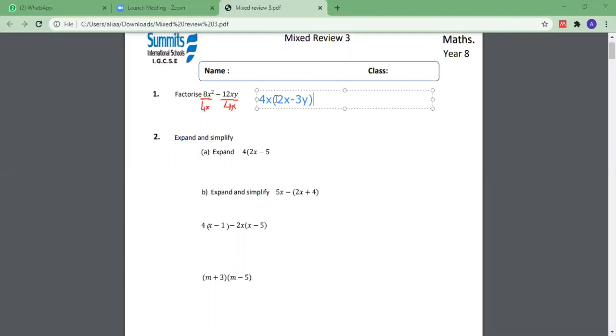Okay, do 2x and 3y have anything common between them? No. The terms inside the bracket must be different. They must not have anything common. Okay, let's see the next question.